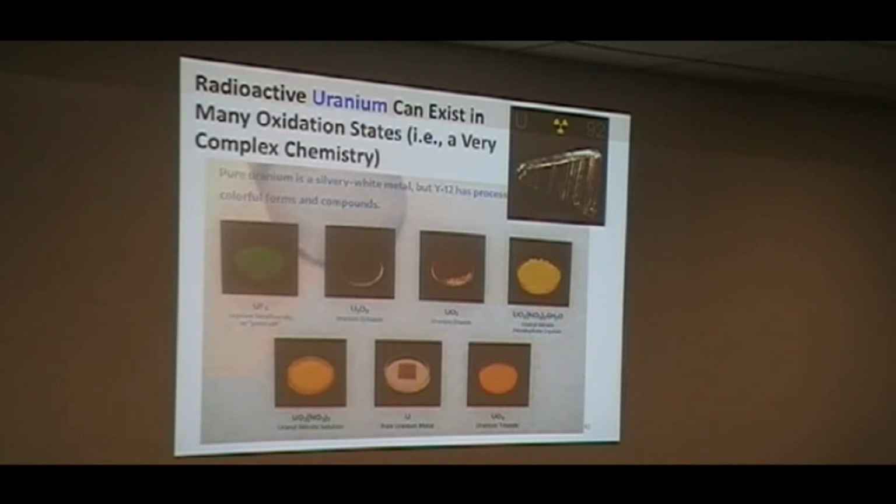This is the metal, just a silvery metal. This looks like, you know, aluminum or whatever. And this is uranium trioxide, kind of an orangey color. So that's a piece of uranium metal.